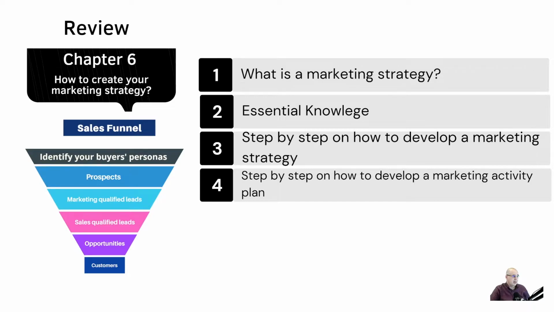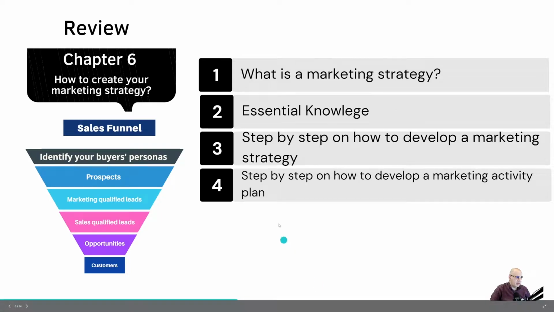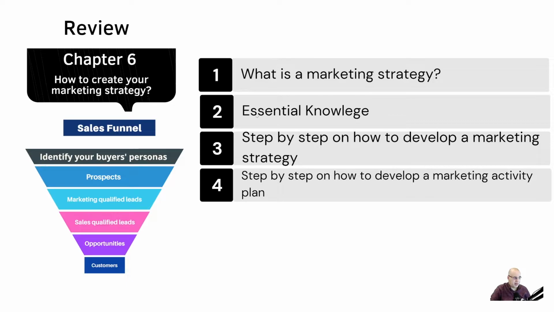Let's begin. What did we cover in the last chapter? It was an entire chapter about how to build your entire marketing strategy. If you did not watch that chapter or the entire chapter 1, make sure you do that, because chapter 1 has very important, essential knowledge that will be required in order to build an effective marketing machine. We covered in chapter 6 specific essential knowledge that is required also to build a marketing strategy. And then after that, we went step by step on how to develop a marketing strategy and then how to develop a marketing activity plan.